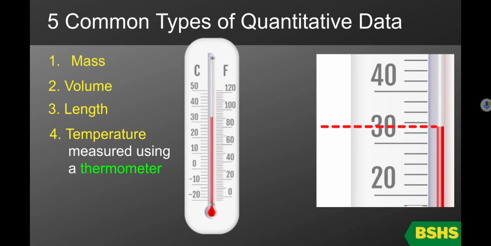So we draw an imaginary line, and you see that the temperature is about halfway between 32 and 34 degrees. So what's in between 32 and 34? The number 33. So the temperature here is 33 degrees Celsius.